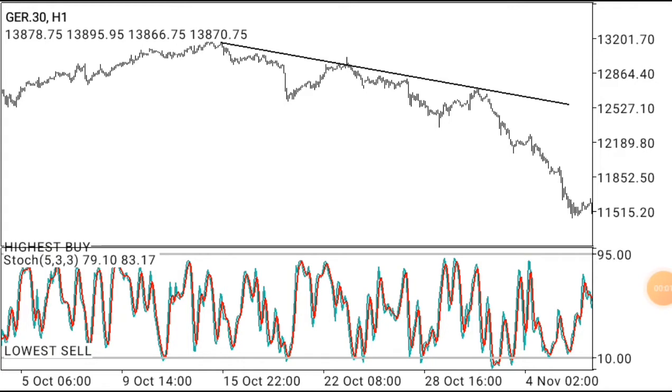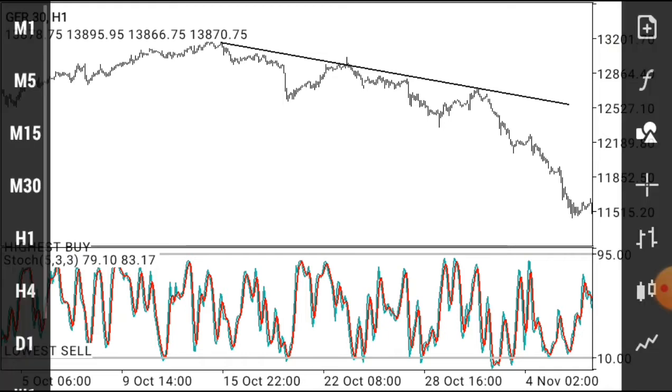Alright guys, so now that we're tuned in, the first thing I want to show you guys is I want to read out to you what the stochastic indicator is before I show you how to use it. So let me show you guys.